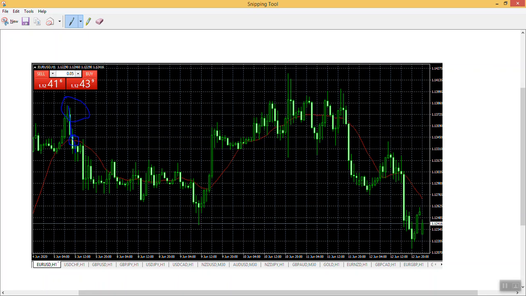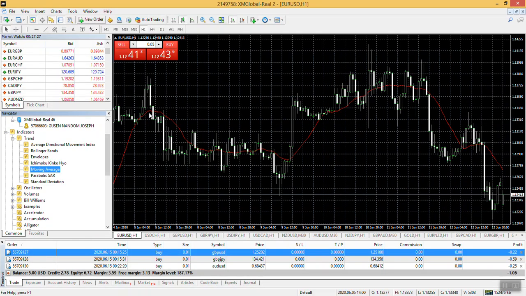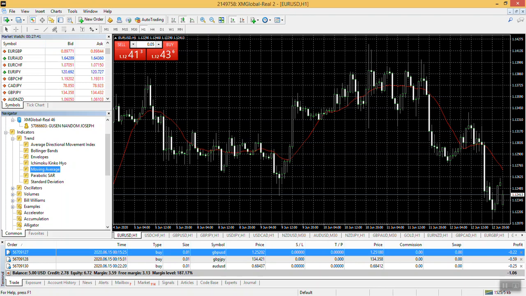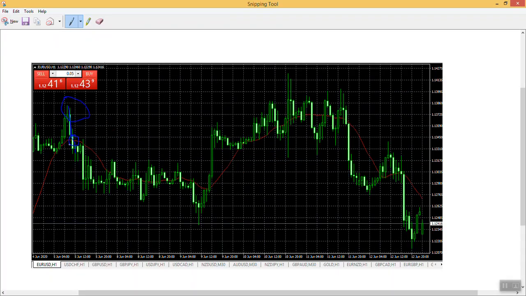So at that point, on EUR/USD, you should come here, new order, put your volume, put your stop loss, put your take profit, and you place a sell. That's what the indicator says. Now let's continue studying the indicator. Now at this point, you see it came down. It came up again a little here. Can you see it crossed? Now it says we should buy this time around.